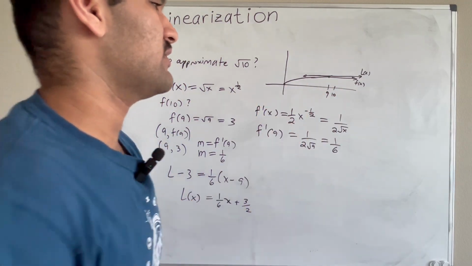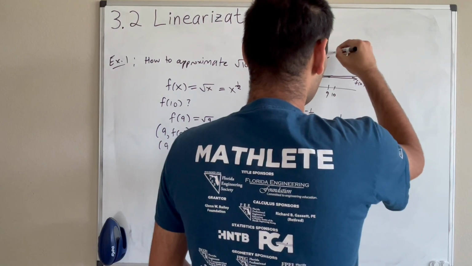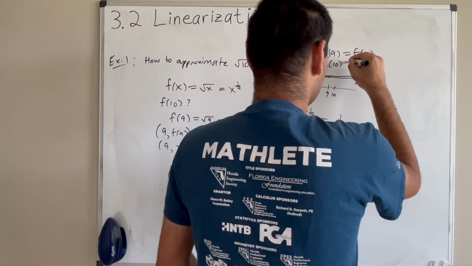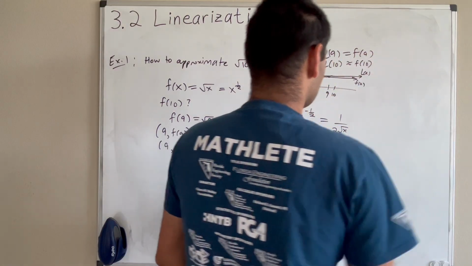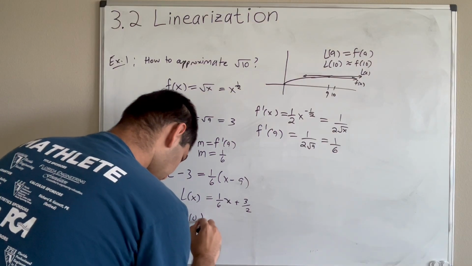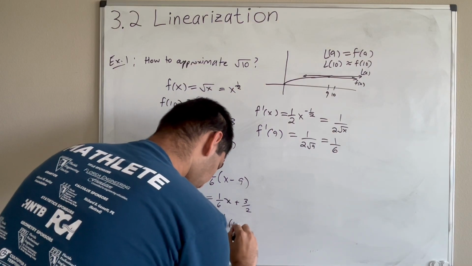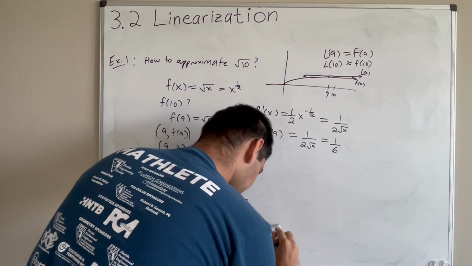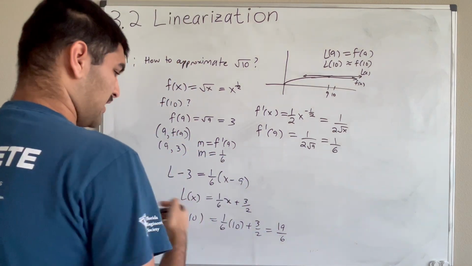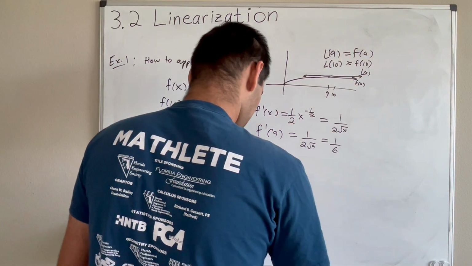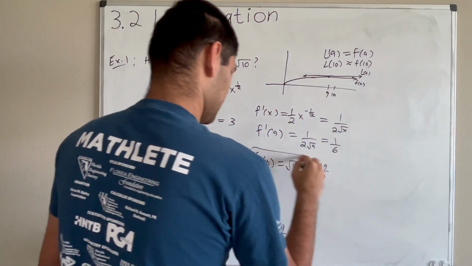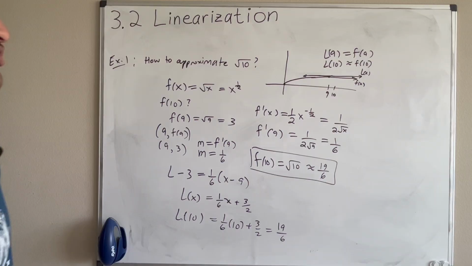So we can approximate. We know that L of 9 is equal to f of 9, which we've already established. But then we can also say L of 10 is approximately f of 10. So we're going to find L of 10, which is 1/6 times 10 plus 3 over 2. That gives us 19 over 6. And therefore f of 10, which is just the square root of 10, is approximately 19 over 6. So this is a good approximation for square root of 10.